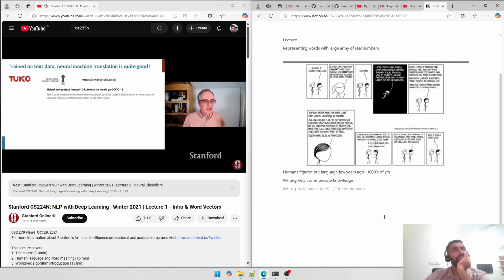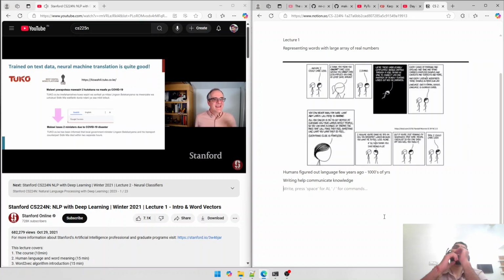But now we're in a world where you could just hop on your web browser and think, oh, I wonder what the news is in Kenya today. And you can head over to a Kenyan website and you can see something like this, and you can then ask Google to translate it for you from Swahili. And the translation isn't quite perfect, but it's reasonably good. So the newspaper Tuko has been informed that local government minister Lingson Belakanyama and his transport counterpart Siddiq Mia died within 2 separate hours. So, within 2 separate hours is kind of awkward, but essentially we're doing pretty well at getting information out of this page. And so that's quite amazing.